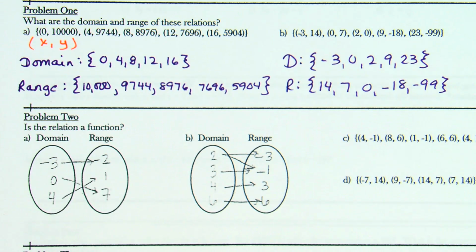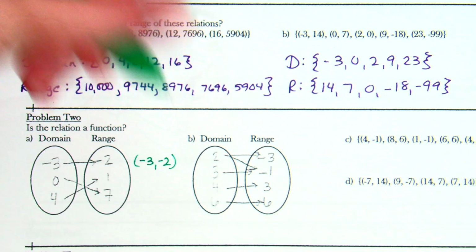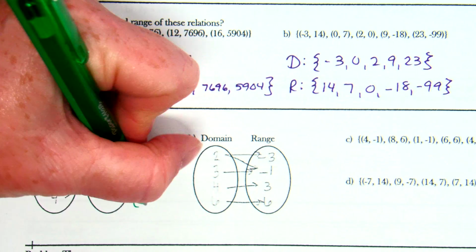No duplicates. So if I go through and I write the ordered pairs, -3 pairs with -2. So if you don't like one of these explanations that we've come up with, here's what you do. -3 pairs with -2. 0 pairs with 7. And 4 pairs with 1. Are each of the x values unique? And they are. And so for that reason, we will say that yes, this is a function.